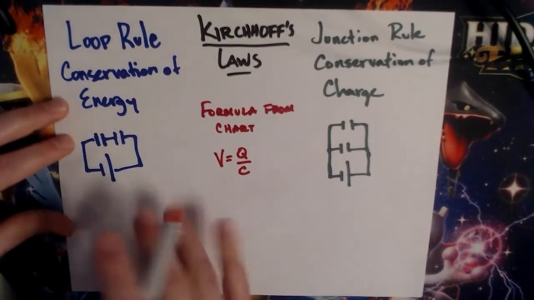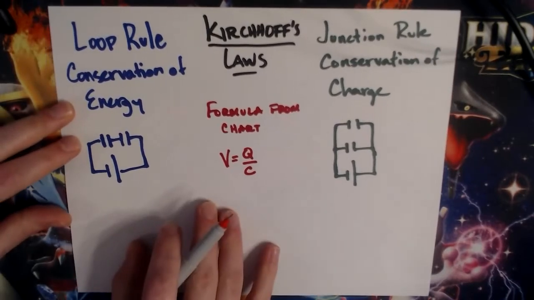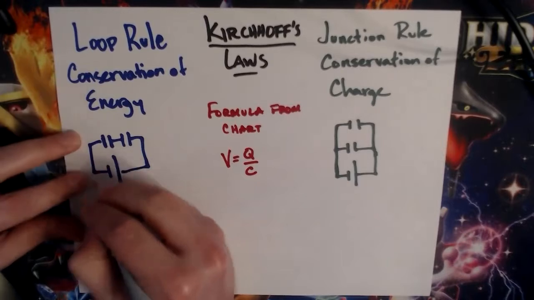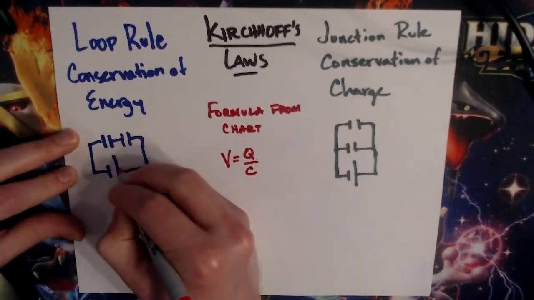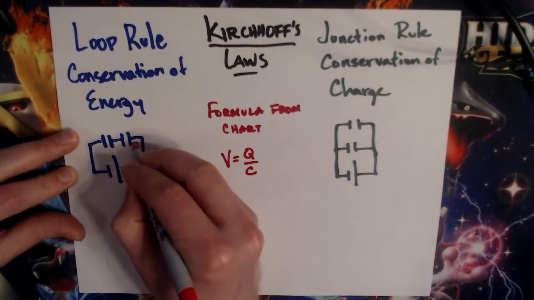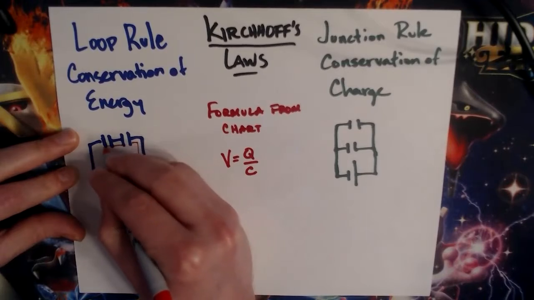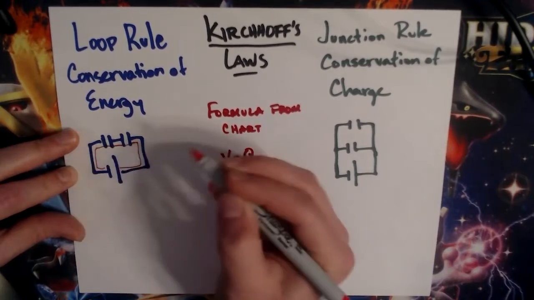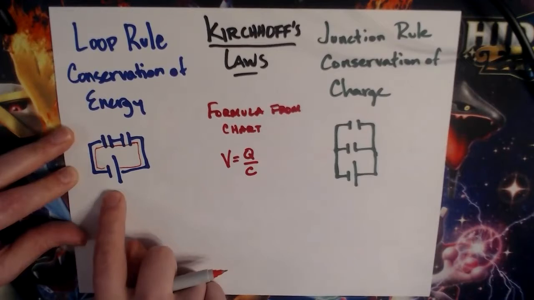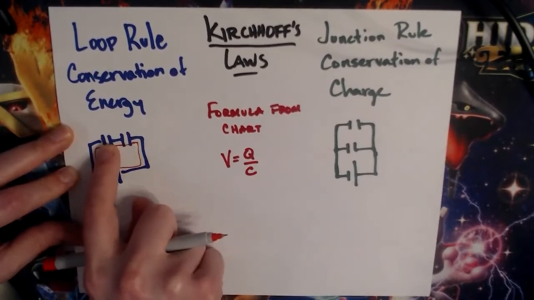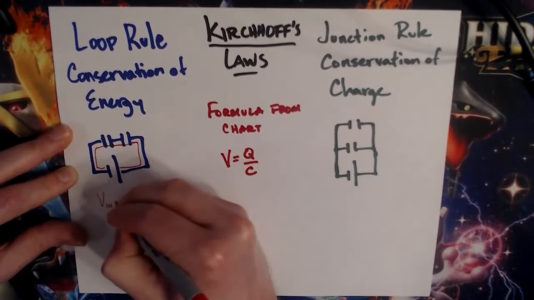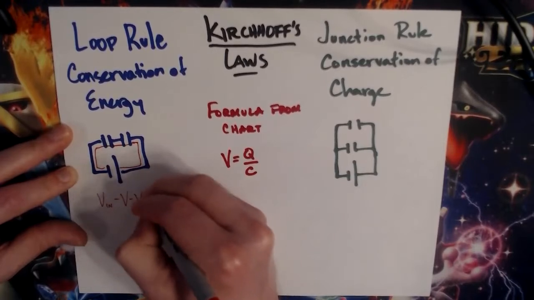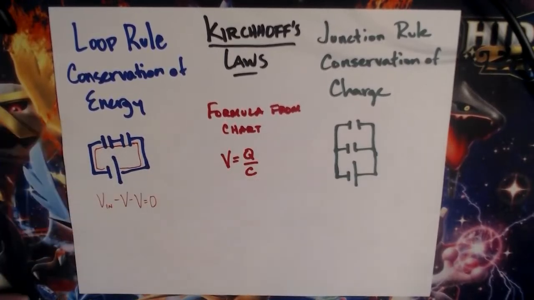So what I'm going to do first is just do the loop rule. The way I think about doing the loop rule is just drawing a loop. So here's my voltage supply. Let's say it has some voltage V, and it's going to loop through here, and through here, all the way through. And what I would say is the voltage input minus the voltage output minus the voltage output equals 0. So V in minus V equals 0.